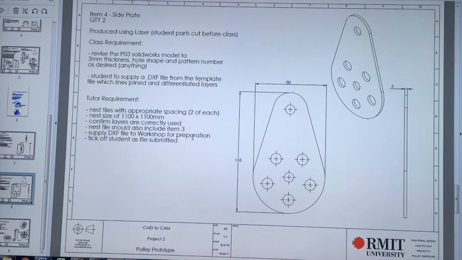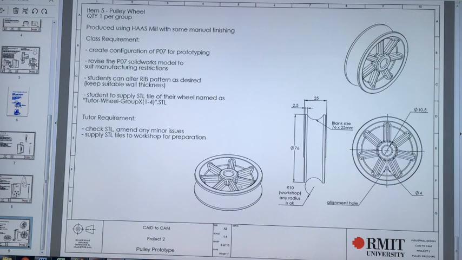All right, so now we'll have a go at looking at the pulley wheel. So people doing the wheel: Aaron, Angie, Nick, and Kylo. All right.